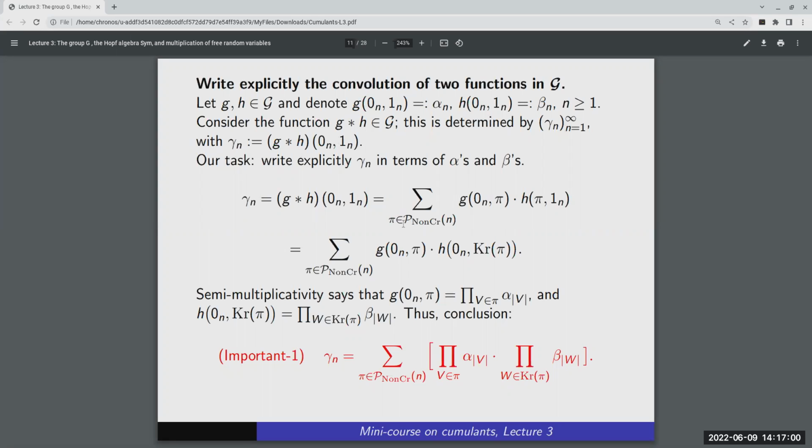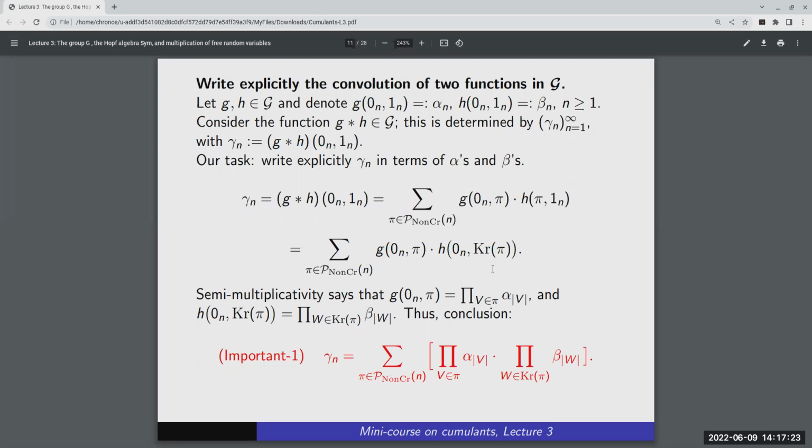Now, what was the definition of the convolution in general, in the biggest framework F that we started with? It was a summation over all the pi's from 0 to 1, here everything in the lattice of non-crossing partitions, of G from 0n to pi, H from pi to 1n. Now H is multiplicative, so we turn it around and it is G from 0 to pi, H from 0 to Kreweras of pi.